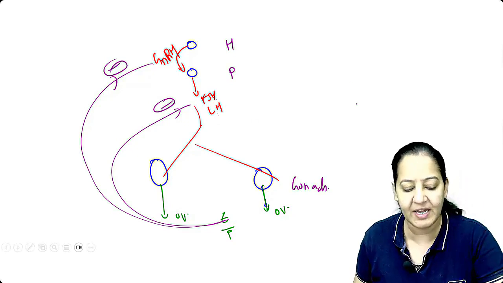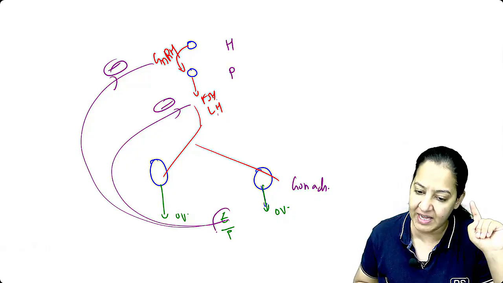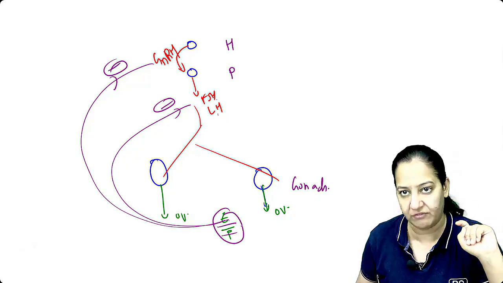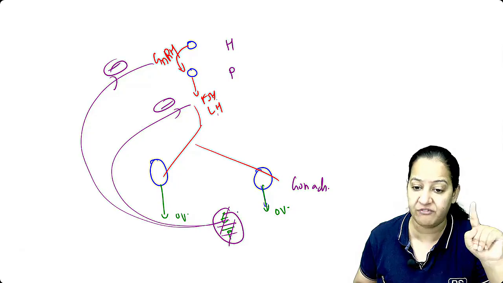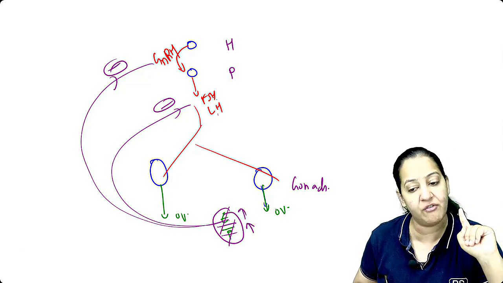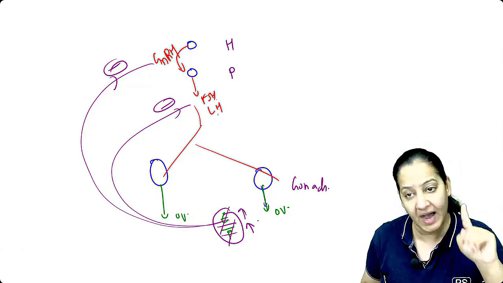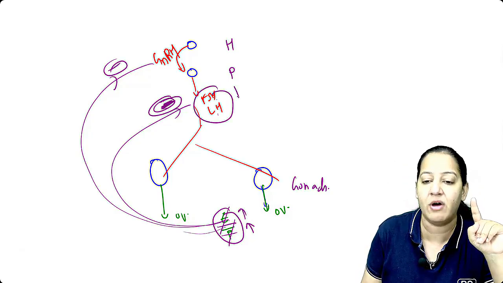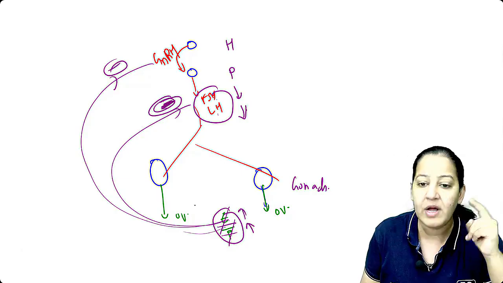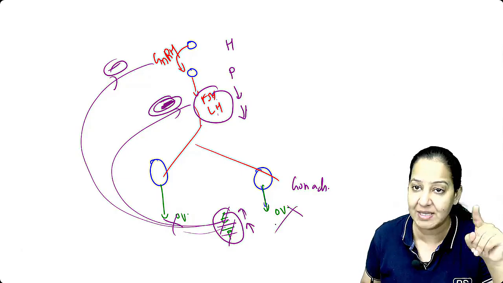So basically in OCP, we are giving exogenous estrogen and progesterone to the female. So the concentration of estrogen and progesterone in her blood will be high. That will give a negative feedback on the pituitary, so FSH and LH will always be low. And that's why ovulation does not take place. This is the mechanism of action.